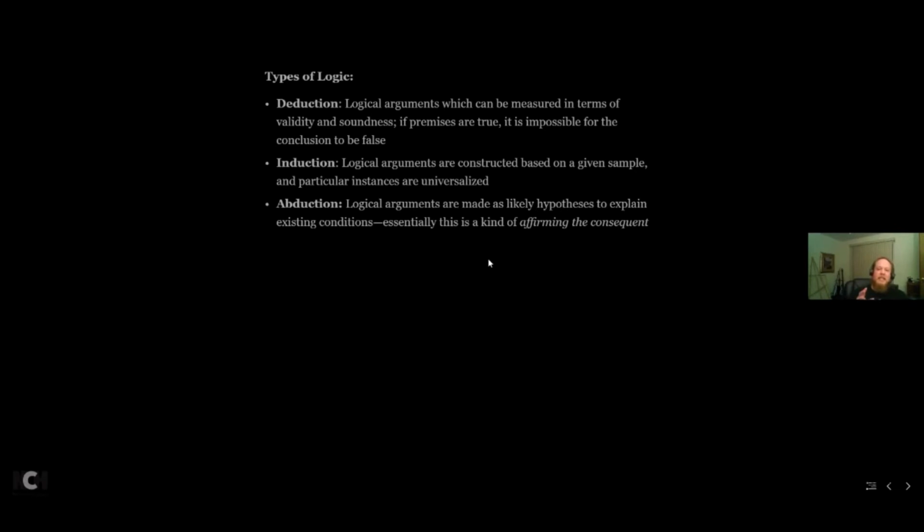Deduction is based on validity and soundness. If the premises are true, it's impossible for the conclusion to be false. Induction is based on samples, and then those samples are universalized or generalized. We take a couple of instances. We say, okay, this happened a couple of times, so we can say probably this is going to happen.